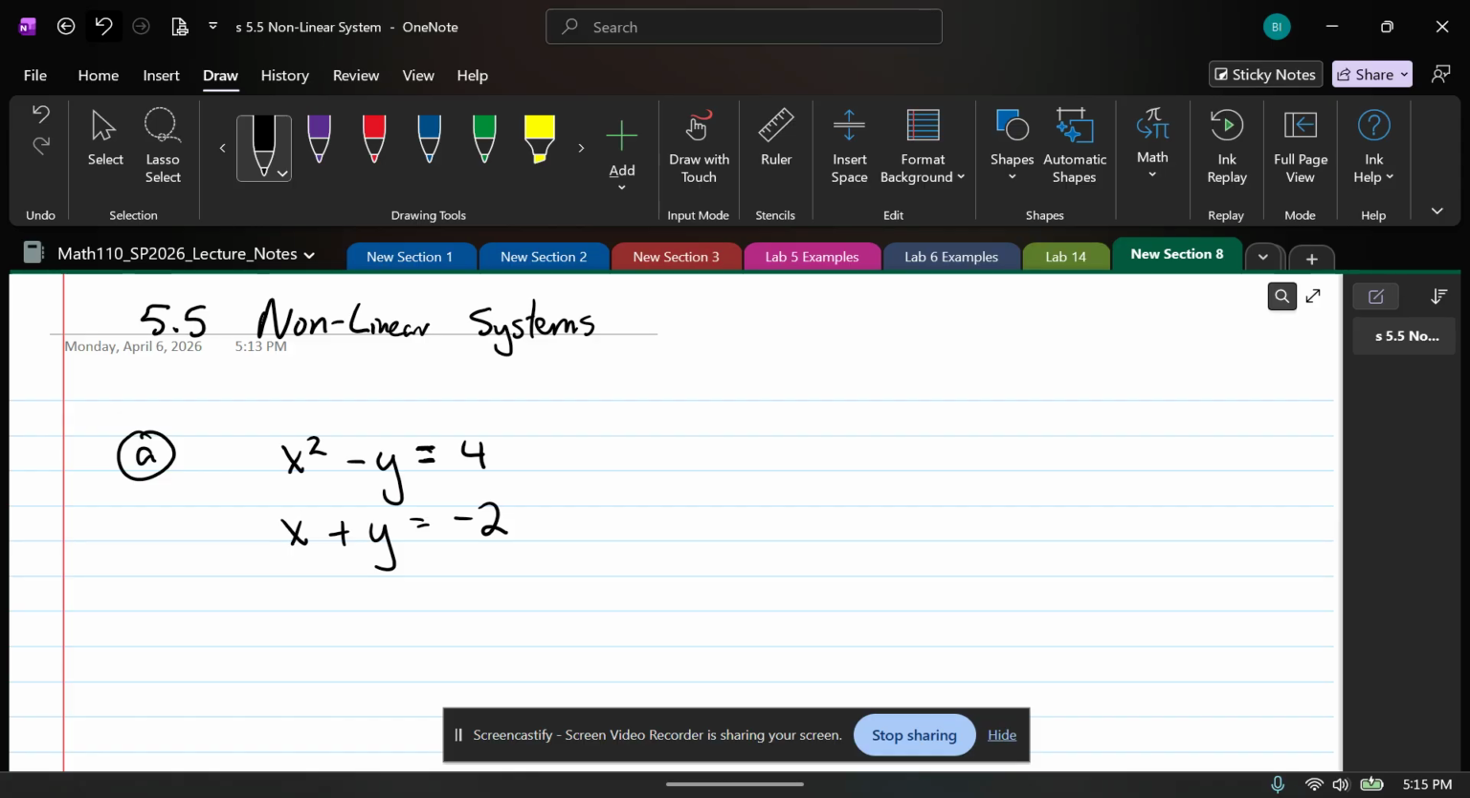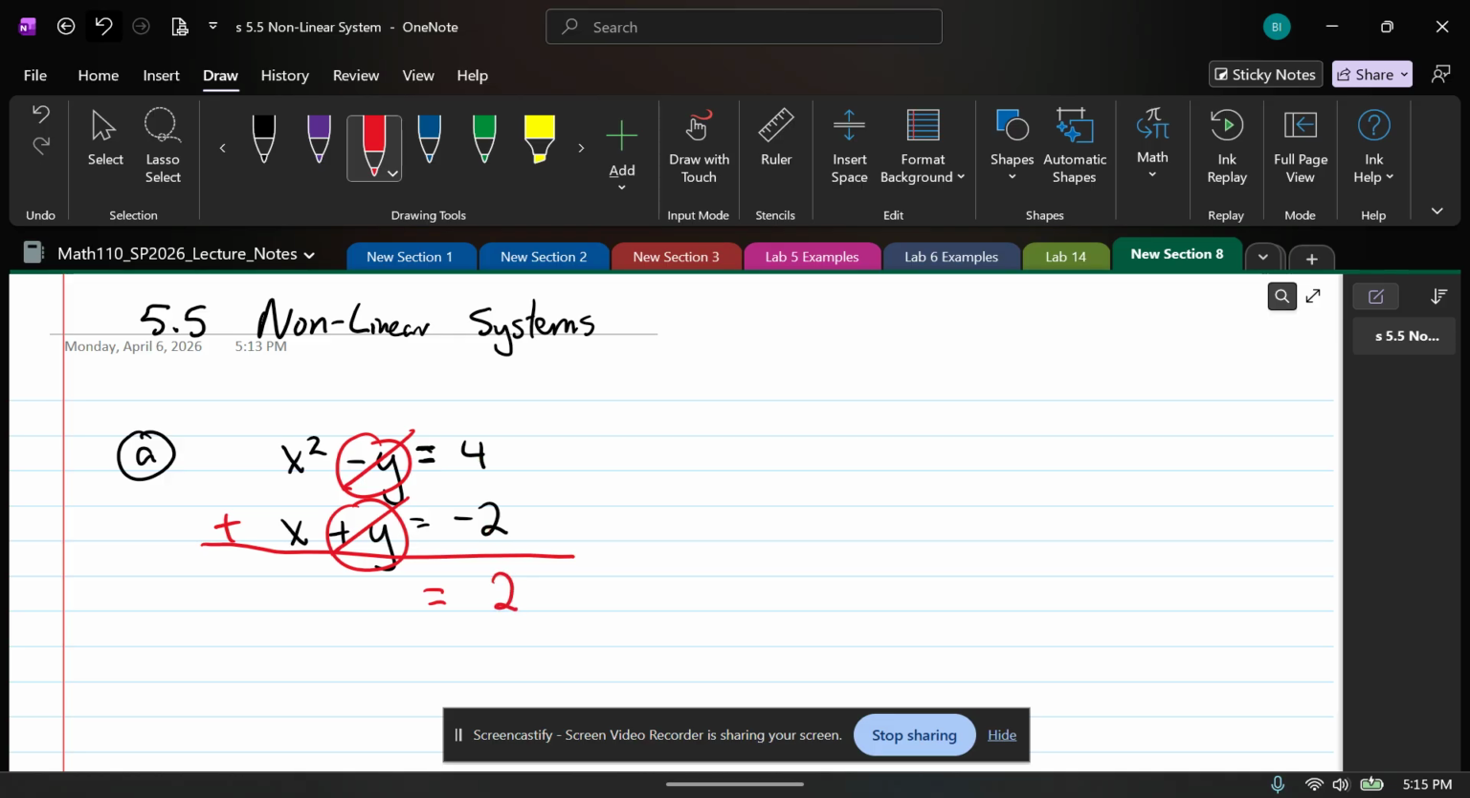I'm going to do elimination because look at the y's. I got a negative y and I got a positive y. Looking for those things are the clues to being able to solve these. So you've got to do elimination or substitution here to solve this. I'm going to eliminate the y's because one's a negative y and the other one's a positive y. They cancel each other out. If I add these equations together, those cancel each other out. On the right-hand side, what is 4 plus negative 2?